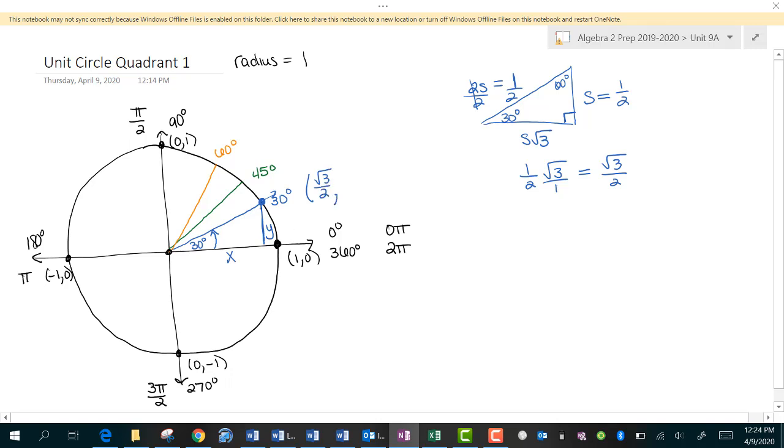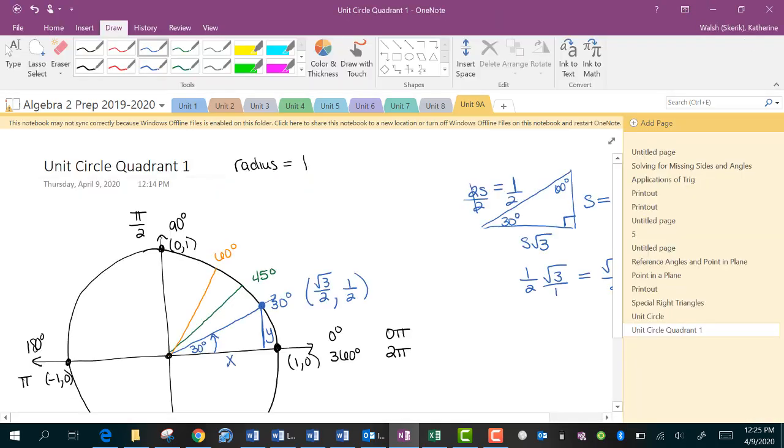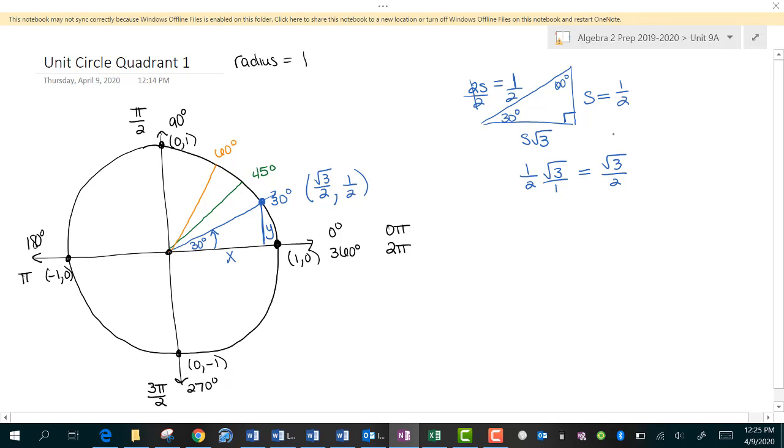And then my vertical distance was 1/2, so comma 1/2. I'm going to do the same thing now for my 45-degree angle. So I'm going to switch over to green here. So I'm going to draw my triangle out here.